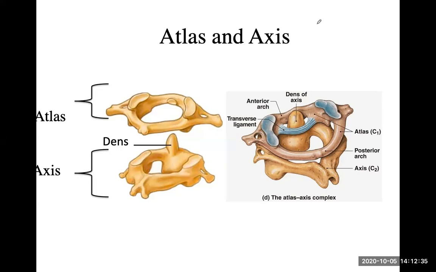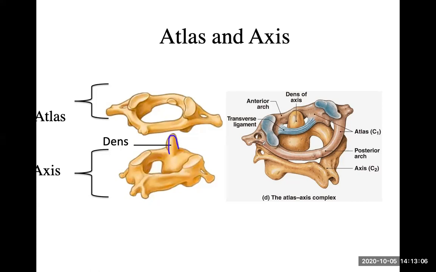So the C1, which is the one that comes directly in contact with the skull, is referred to as the atlas. It's the flat one that you see right here. And then the second one, or C2, is referred to as the axis. So basically the axis where your head is going to rotate on. The way this works, axis has this little protrusion or process called dens. Dens is going to fit into the atlas.